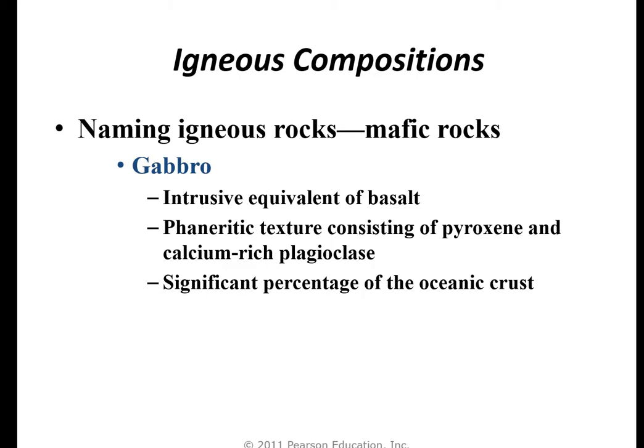Gabbro is an intrusive equivalent of basalt. Phaneritic texture consisting of pyroxene and calcium-rich plagioclase. A significant percentage of the oceanic crust is gabbro.